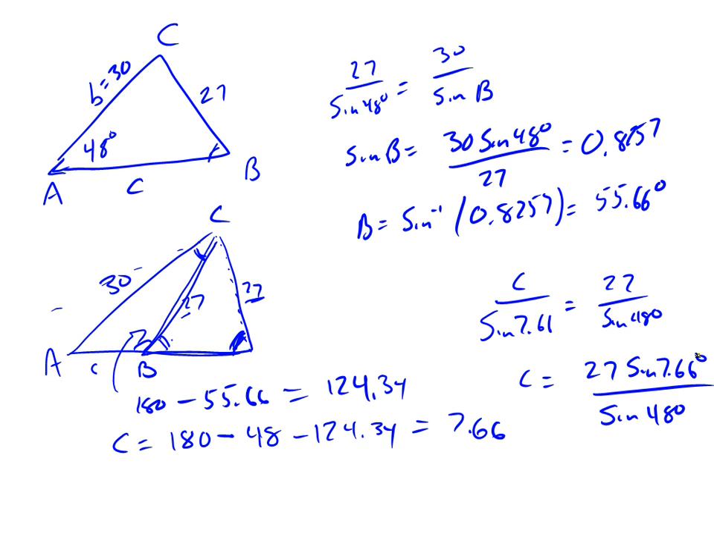The ambiguous case: when you have information about the triangle and you're using the law of sines to find an angle. Anytime you do this, the thing is there's a couple different angles whose sine is equal to 0.8257. One of them is 55.66. The other one is 124.34. So, anyway, there's that one.